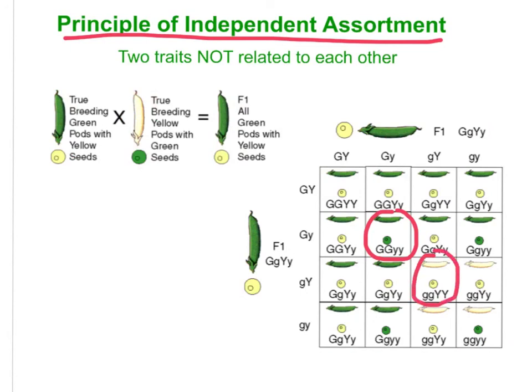Same here. We have yellow and yellow. Neither parent looks like that. So this just shows us that two traits can be genetically passed on and they are not necessarily related to each other. That is the principle of independent assortment.